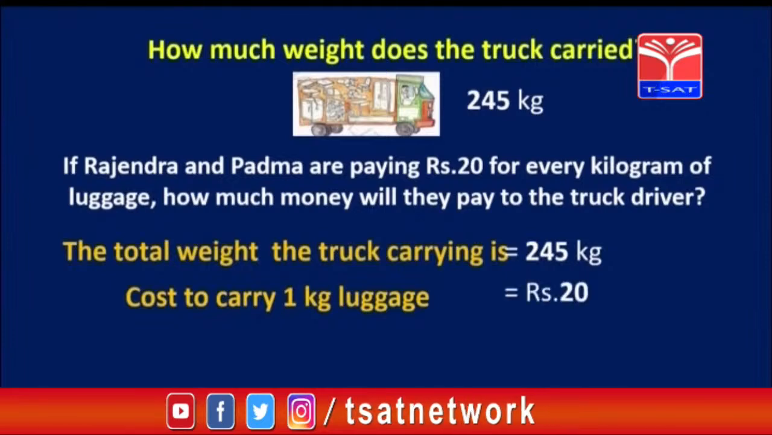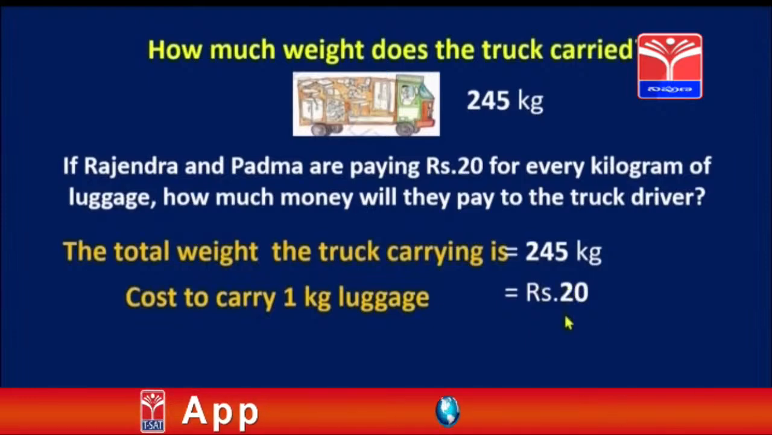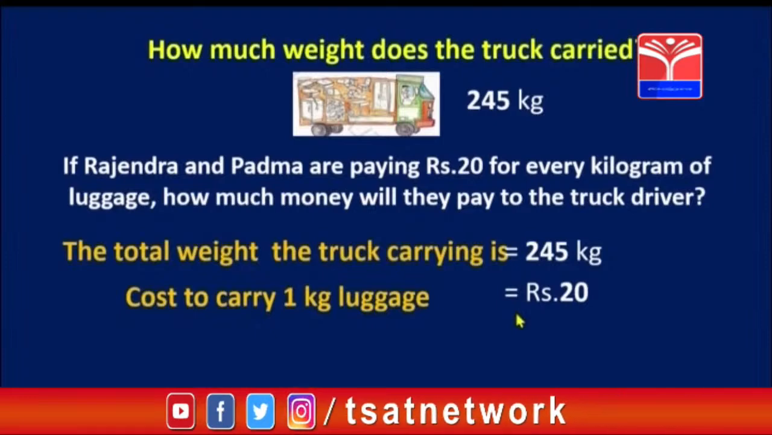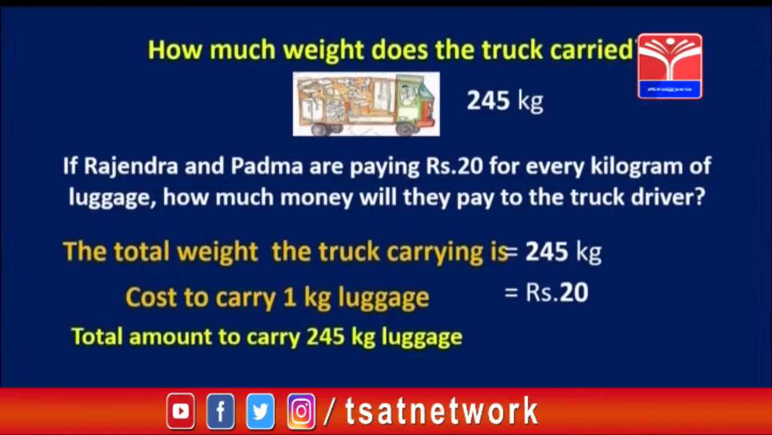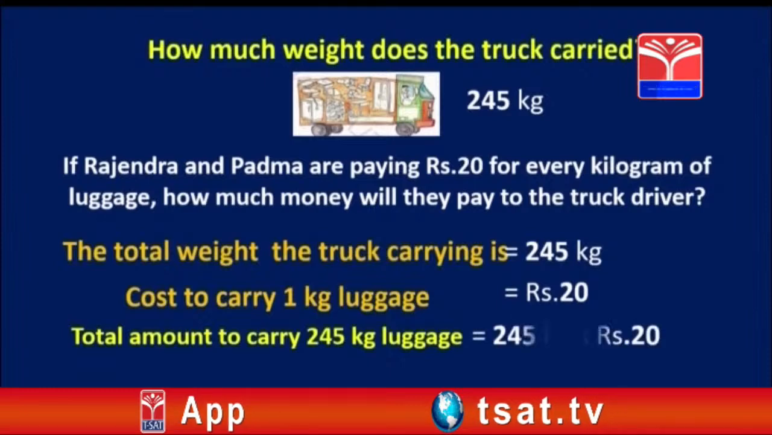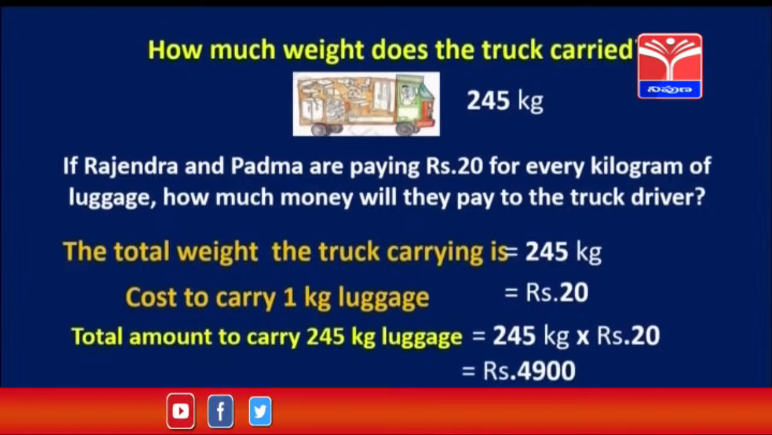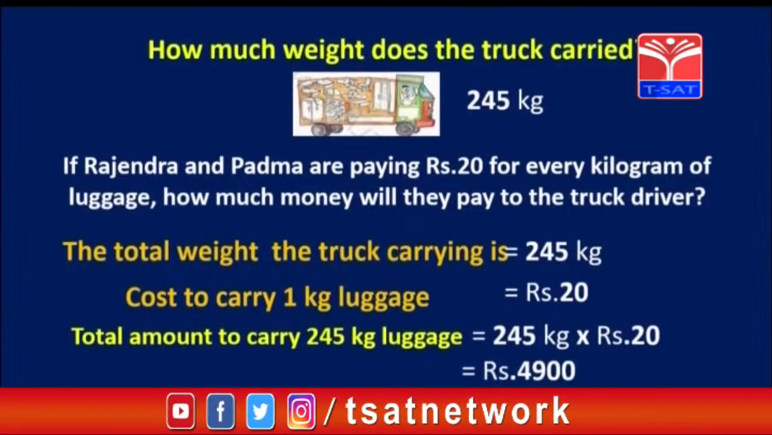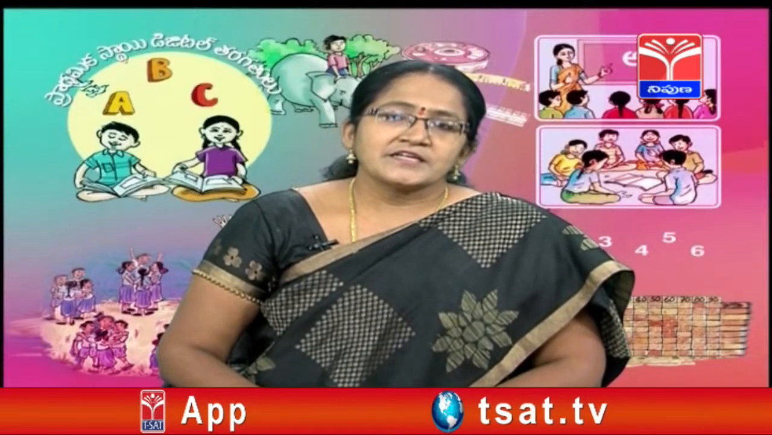Children, here the cost of 1 kilogram is given and the cost of more kilograms, that means 245 kilograms, is asked. So in such a situation we will apply the multiplication process. The total amount to carry 245 kilograms of luggage is equal to 245 into rupees 20. That means 4,900 rupees. Children, Padma and Rajendra have to pay 4,900 rupees to the truck owner.